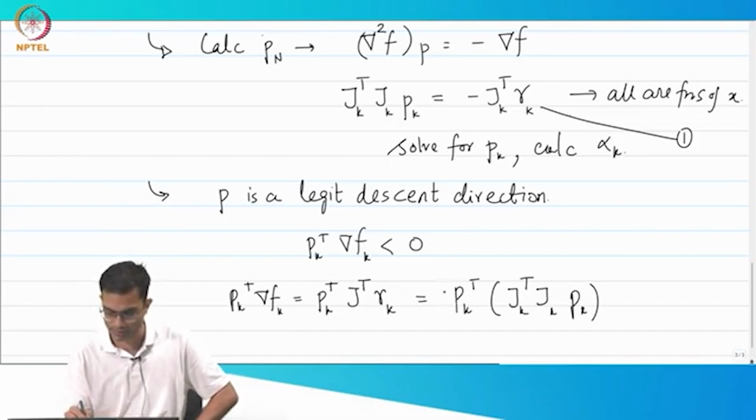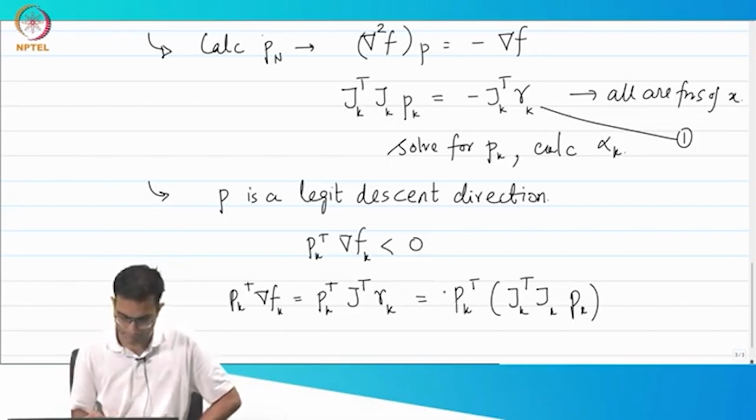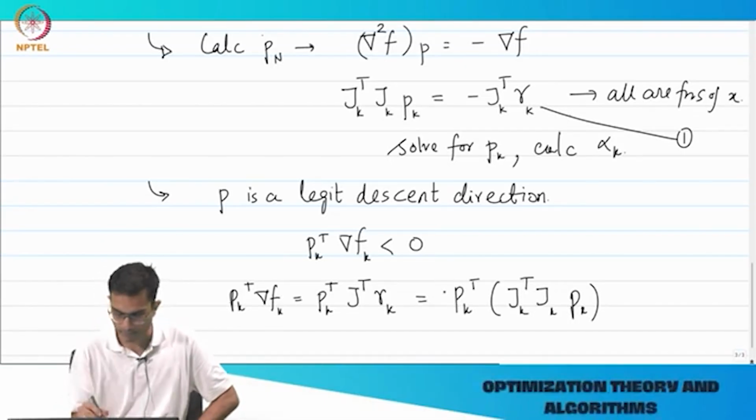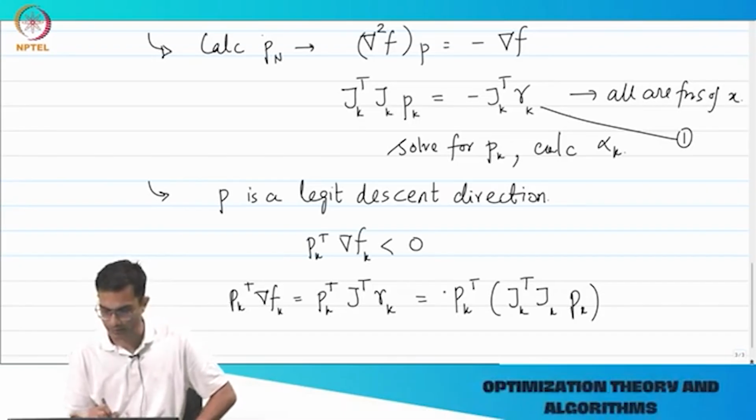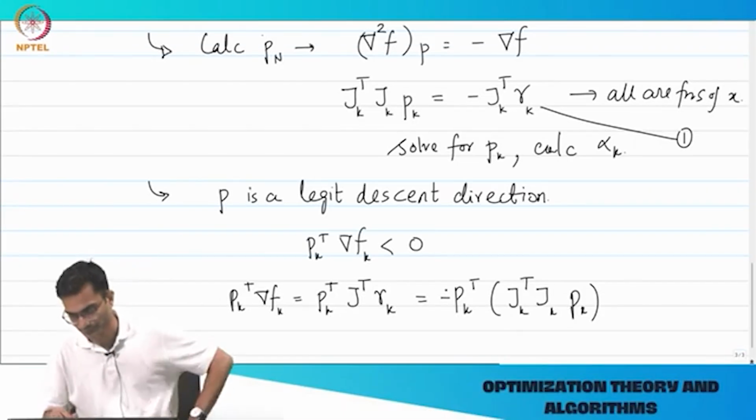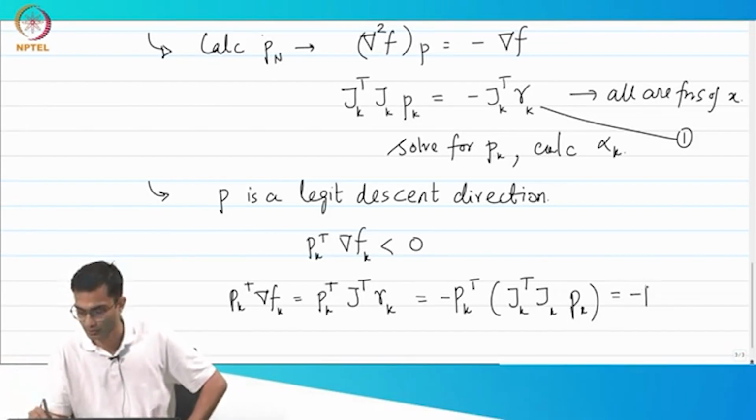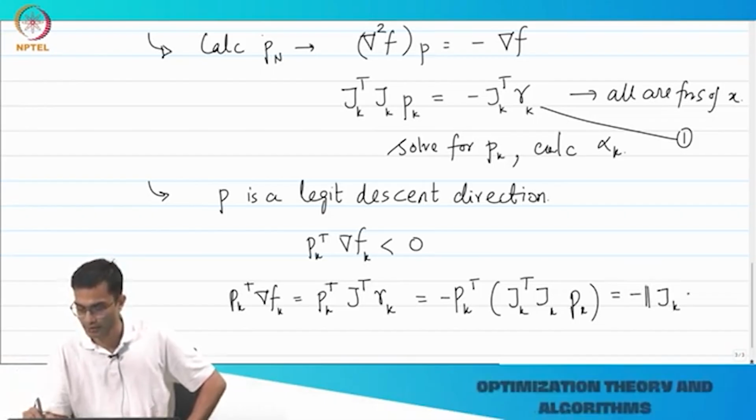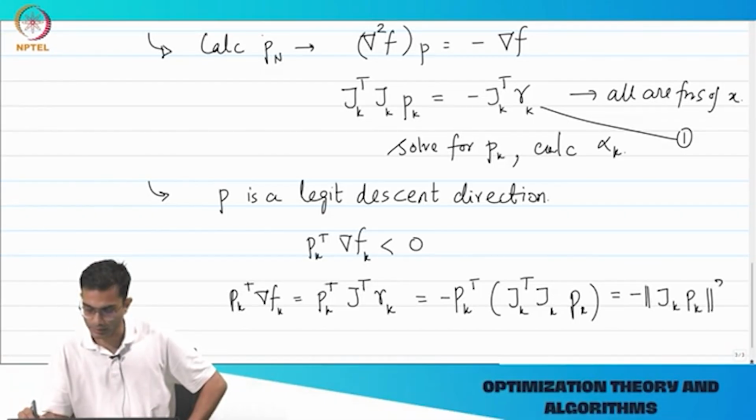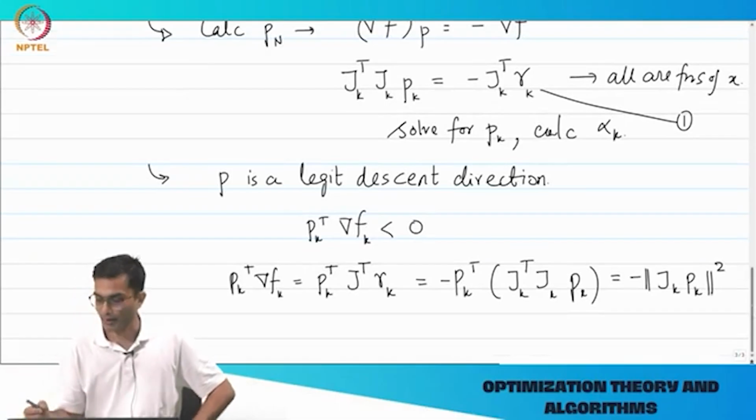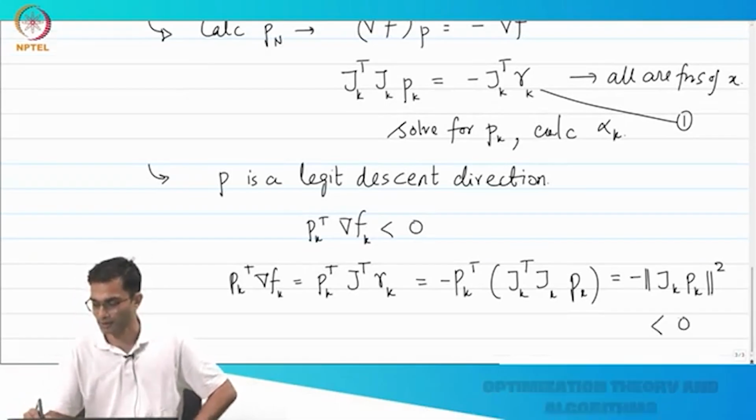No, there's no minus sign here. Where does the minus sign come in? Yes, okay, fine. This can be conveniently written as a norm squared, so this is the norm squared of Jk pk, and you can see this is definitely something that is less than 0.